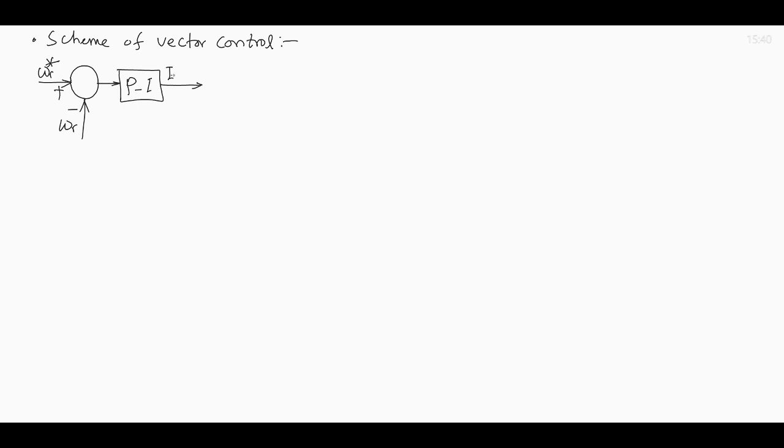So, let us first draw the scheme of vector control. We have the speed command omega r star and actual speed feedback omega r compared in a comparator, and the error is processed through a speed controller, let us say PI speed controller, and the speed controller output is the torque command, torque component of the current command IT star, because torque command is also proportional to current component IT.